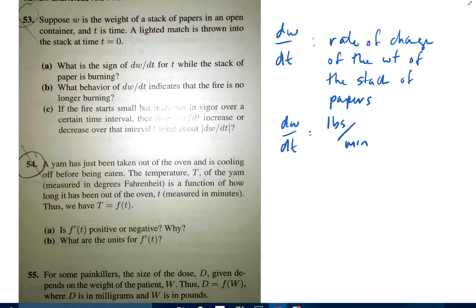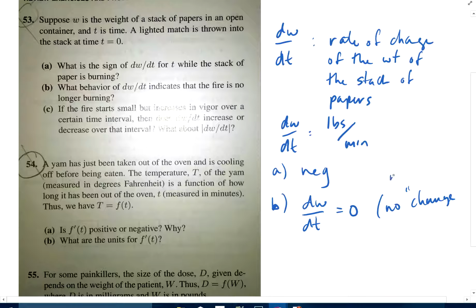Now, if you're burning it, what's happening? It's getting smaller, so the sign of this would be negative. So A: negative pounds per minute, so it's going down. B: what behavior of dW/dt indicates the fire is no longer burning? Well, if the fire is no longer burning, the weight is not changing, so the rate of change would be 0, meaning no change. And that's what no fire means: no change in weight.